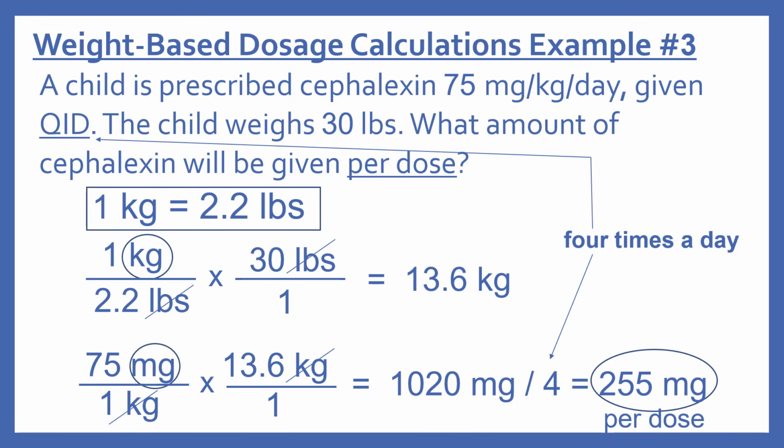So this is given QID, so 4 times a day. So we're going to divide that by 4 to get the amount per dose. So 1,020 divided by 4 equals 255 milligrams per dose.